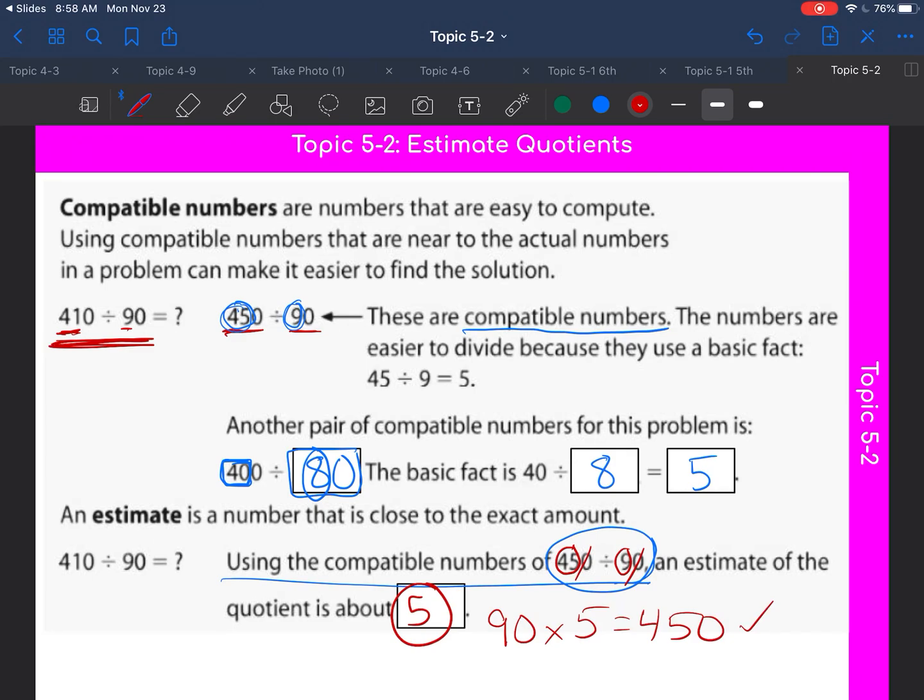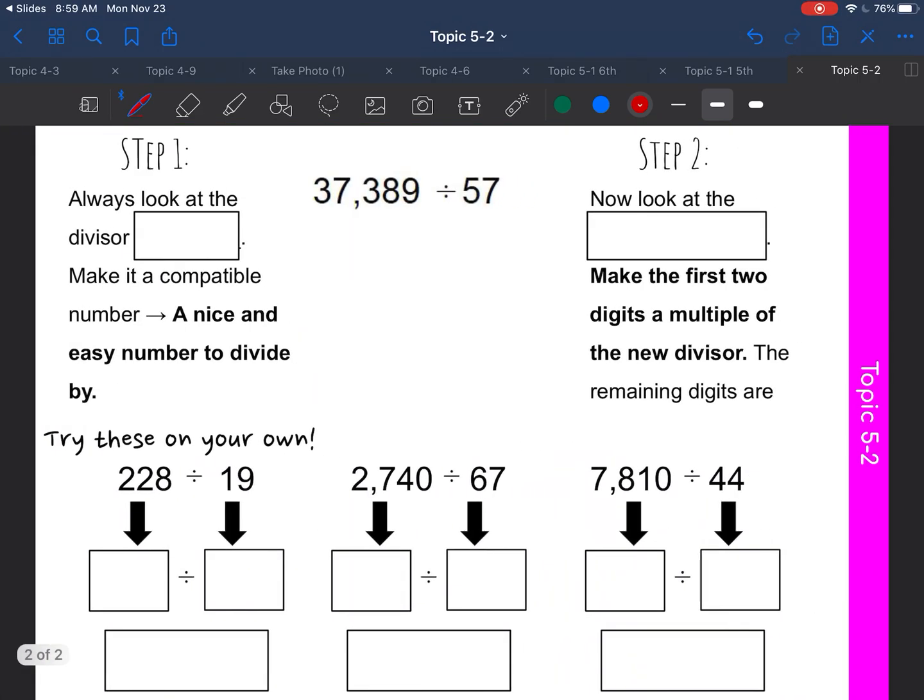So what we're going to do is practice making our division problems into nice, easy, compatible numbers. So let's look. Step 1. Now, I didn't really go over this yesterday, and I probably should have. Let's review the parts of a division problem. Does anyone know what this number is called? And this number? These are two very important parts of a division problem. The number that you're starting with, or the total, is called the dividend.